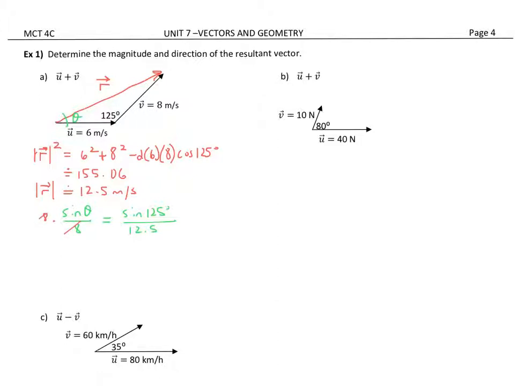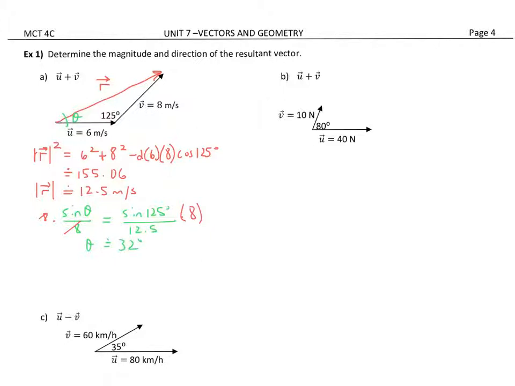Multiplying by 8 on both sides gets rid of it here, and times this side by 8. That's a dot for multiplication, or we can just put it in brackets. That will give me the sine of theta, and then second function sine on that will solve for theta. So theta is approximately equal to 32 degrees there.